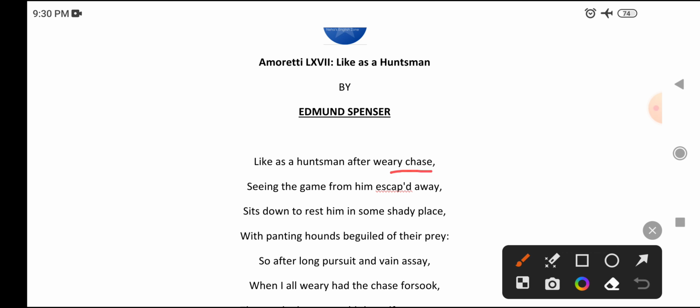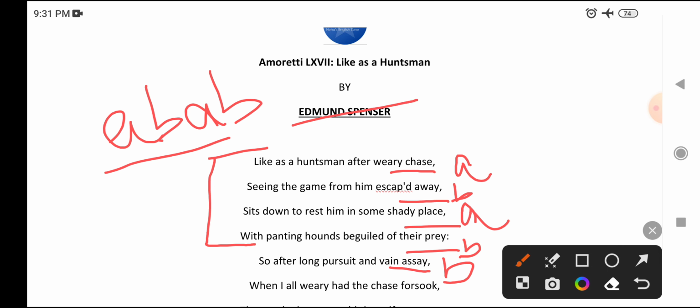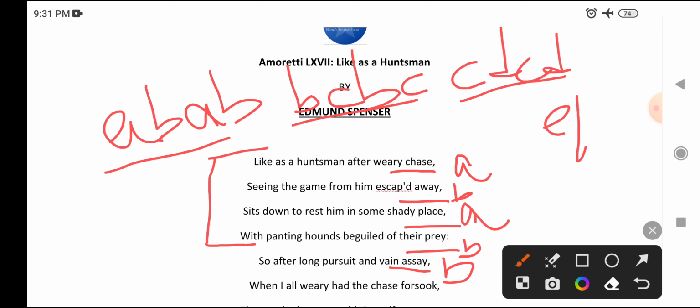Let's look at the rhyme scheme. The rhyme scheme here is A, chase and place, A; away and pray, so B and B. This is a quatrain with the rhyme scheme ABAB. But the next quatrain does not start with C. It starts with the rhyme B. So the rhyme scheme is ABAB, then BCBC, then next starts with C: CDCD, then EE.